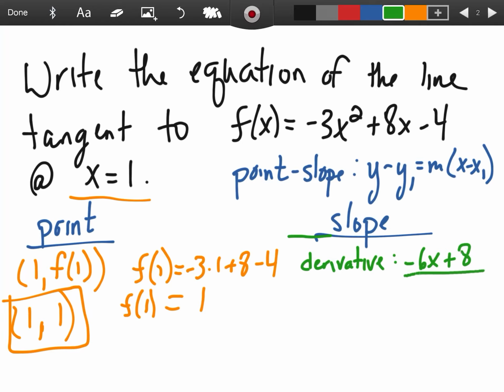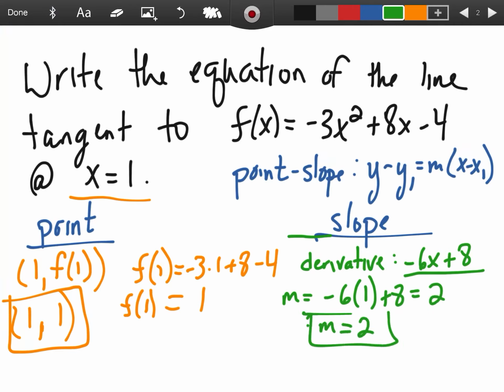Well, if I want to find it at x equals positive 1, let's plug in positive 1. So when I plug in 1 to find the slope, which I'll label as m, I get negative 6 times 1 plus 8, giving me negative 6 plus 8 is 2. So I get a slope of 2, and it goes through the point 1 comma 1.